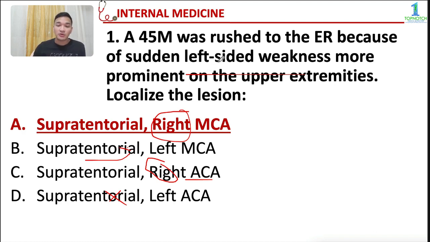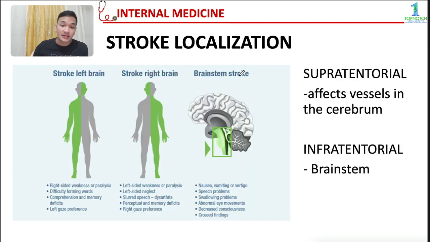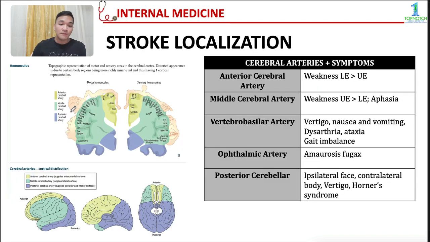Take note, it says here left-sided weakness, more prominent on the upper extremities. So, what if it's ACA? Let's look at this illustration from First Aid. It says here that what the ACA supplies is this light yellow-green. What the MCA supplies is this green, which is this. And what the PCA supplies is this purple, which is this, no?